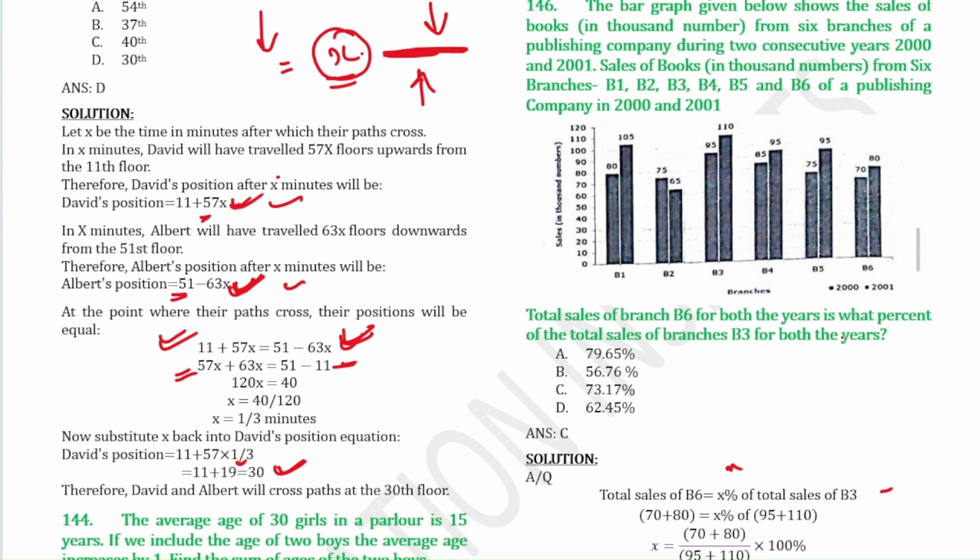the total sales of B6 is how much? 70 plus 80, right? And then they're asking what percent. We don't know that percent, so we're considering it as X percent of the total sales of B3. The total sales of B3 is 95 plus 110. So you will get this equation.